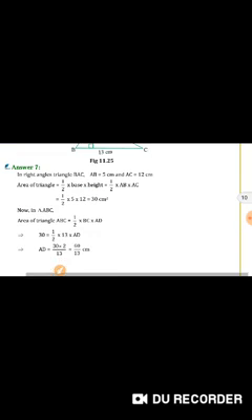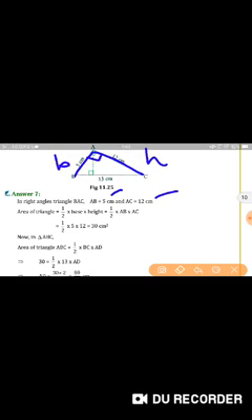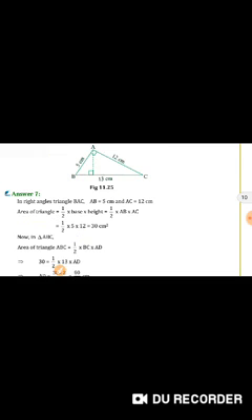Okay, then in right angle triangle BAC, AB is equal to 5, AC is equal to 12. So AB is the base and AC is the height. So the area of a triangle is half into base into height. Base is 5, 12 as the height, 30 centimeter square.